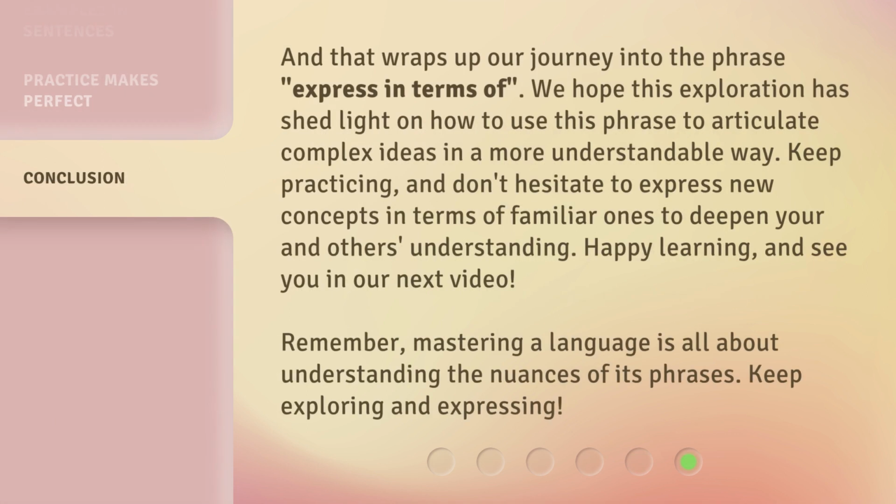And that wraps up our journey into the phrase, express in terms of. We hope this exploration has shed light on how to use this phrase to articulate complex ideas in a more understandable way. Keep practicing. And don't hesitate to express new concepts in terms of familiar ones to deepen your and others' understanding.